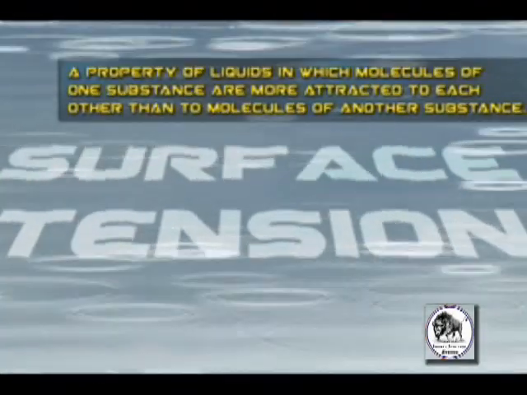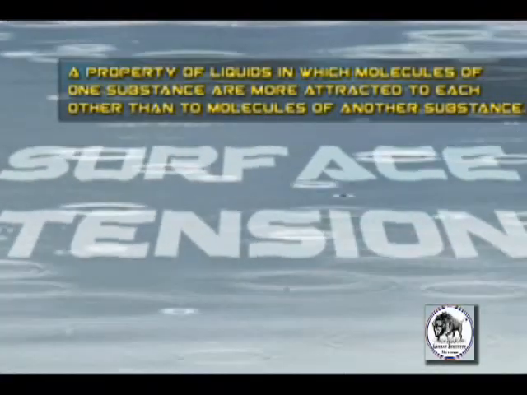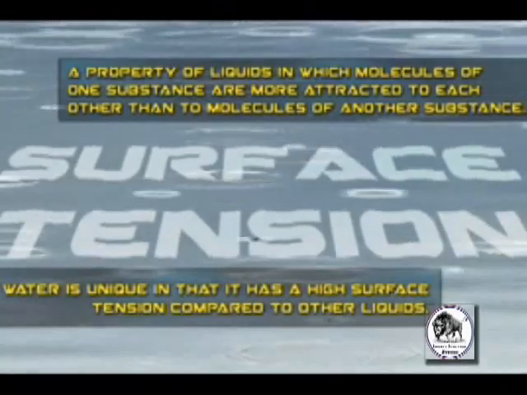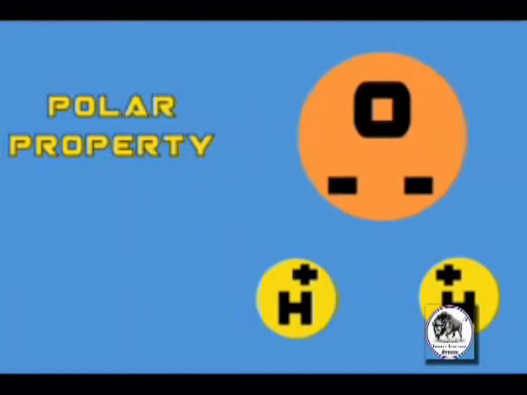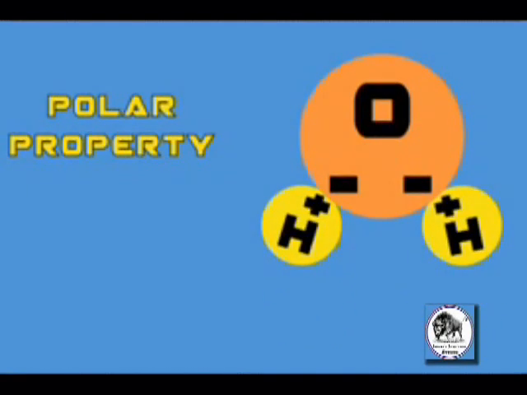Surface tension is a property of liquids in which molecules of one substance are more attracted to each other than to molecules of another substance. Water is unique in that it has a high surface tension compared to other liquids. This is due to its polar property. The positive hydrogen ends and the negative oxygen ends create a strong bond. As they say, opposites attract.